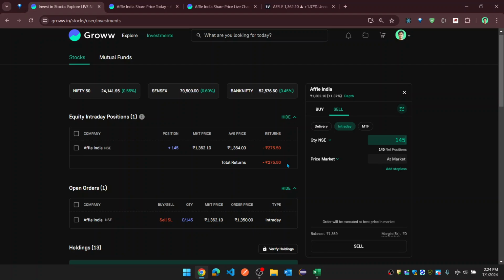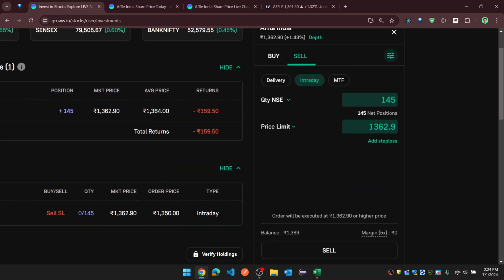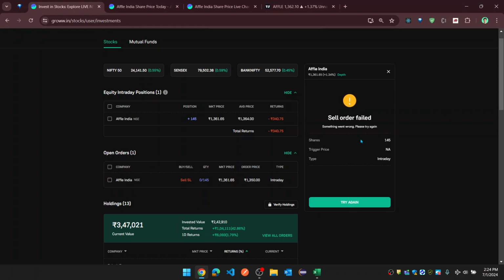if I'm having a break-even trade, like if I'm making total returns of 0, then again I'll be having a few losses. So now let's go to sell. Let me put in the number as well. My target is 1395. So let's click on the sell section. As you can see, sell order failed. Why? Type intraday, try again.